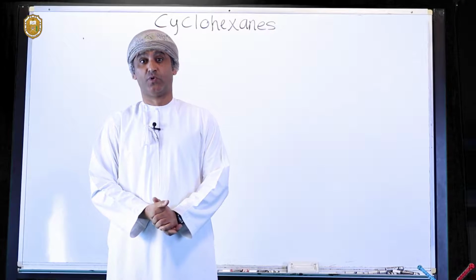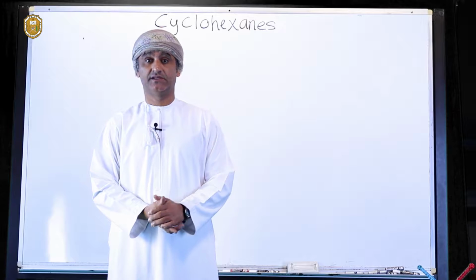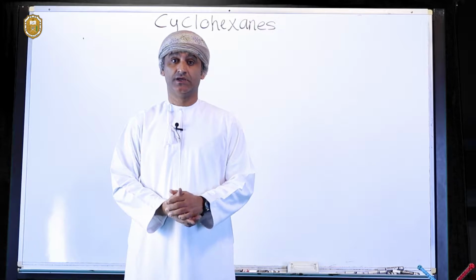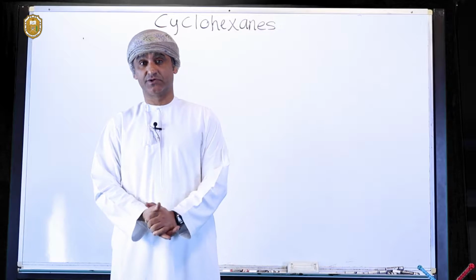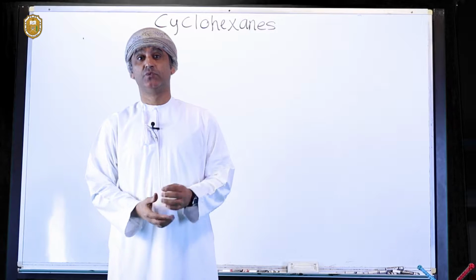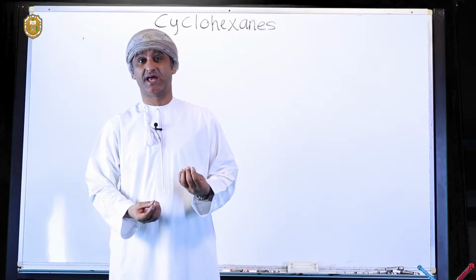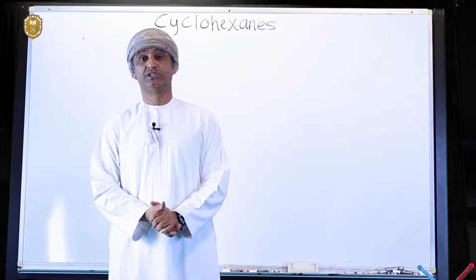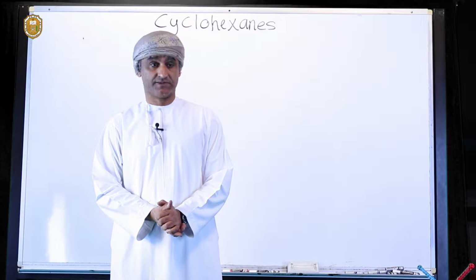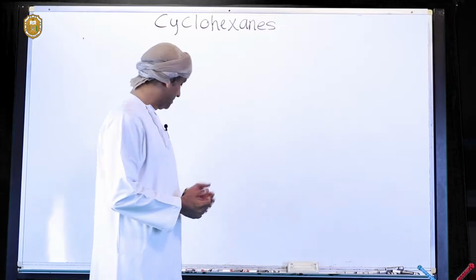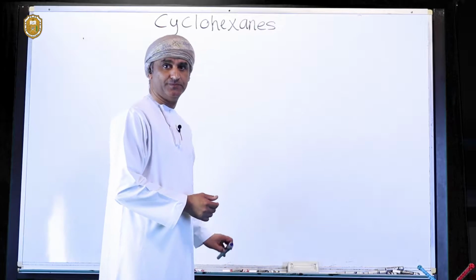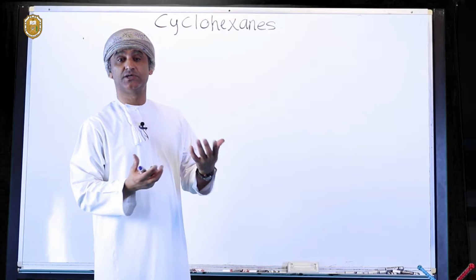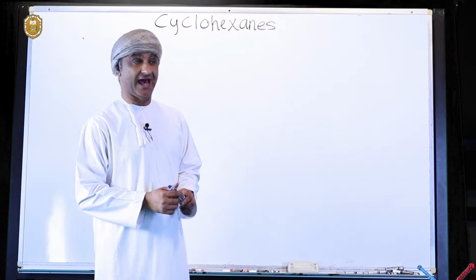Cyclohexane is an important cyclic alkane that consists of 6 carbons. In order to understand the stereochemistry of cyclohexane, we need to develop some understanding of the conformations in which cyclohexane exists. Let's draw the structure and then we'll make a model of cyclohexane and see what conformations we can arrive at.